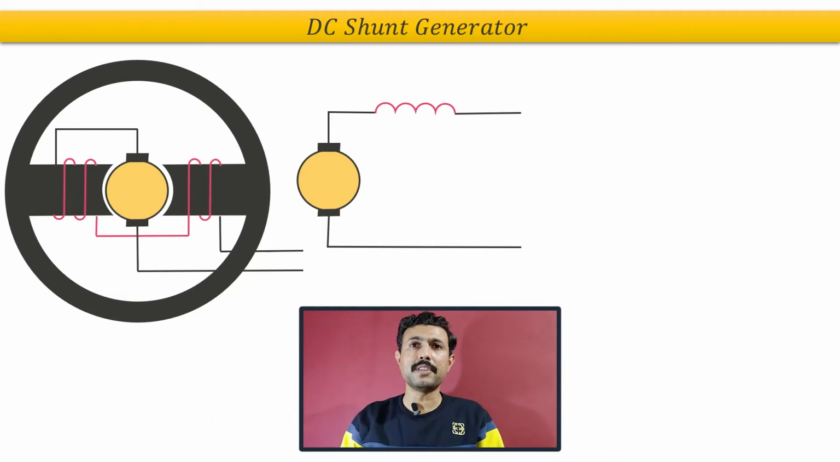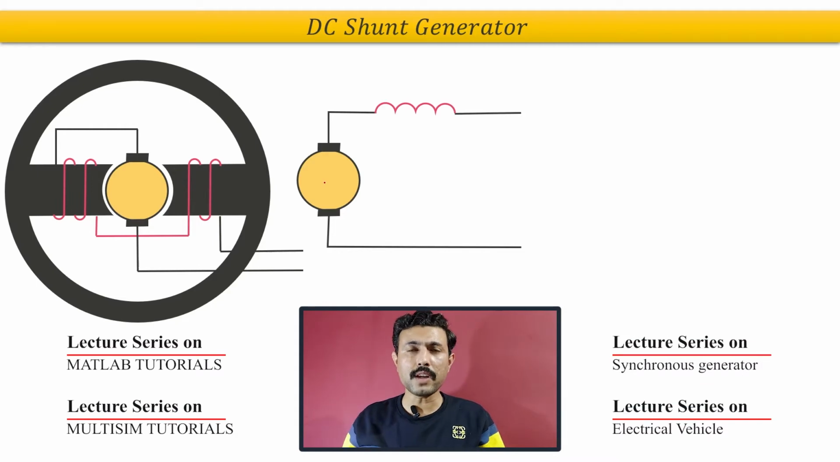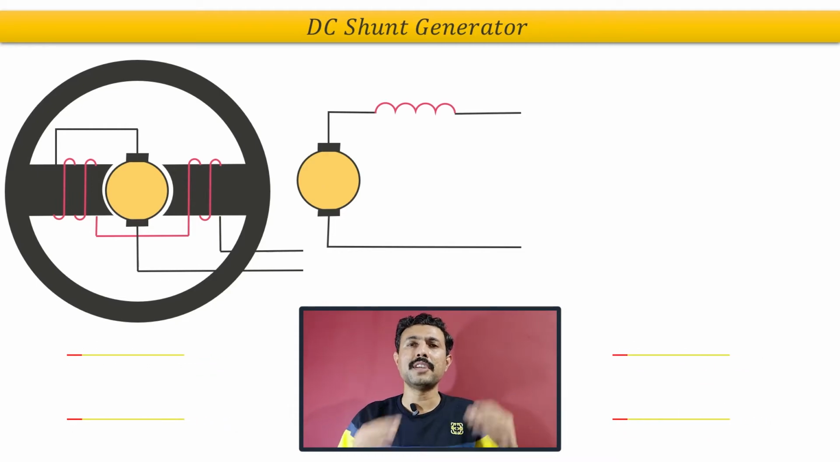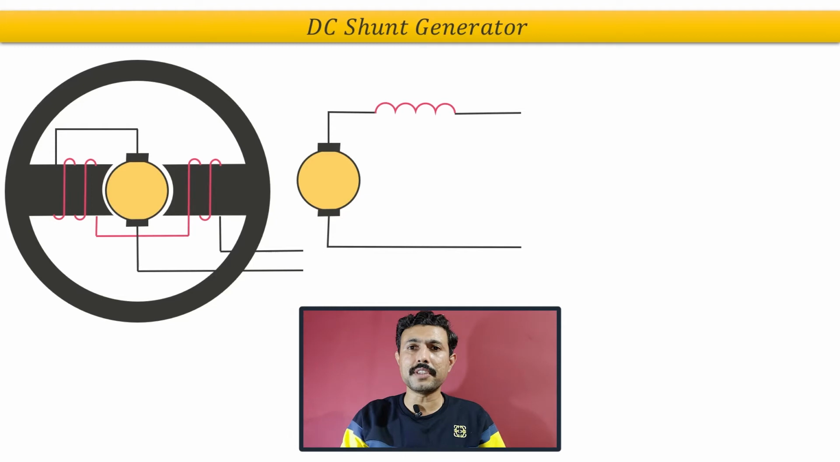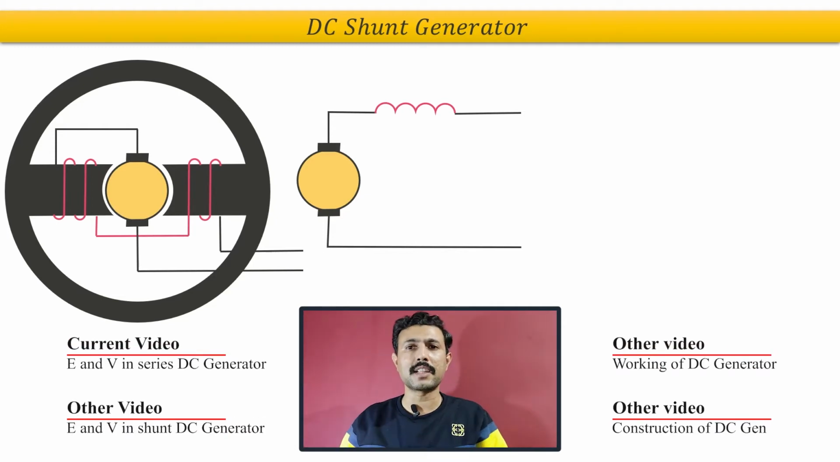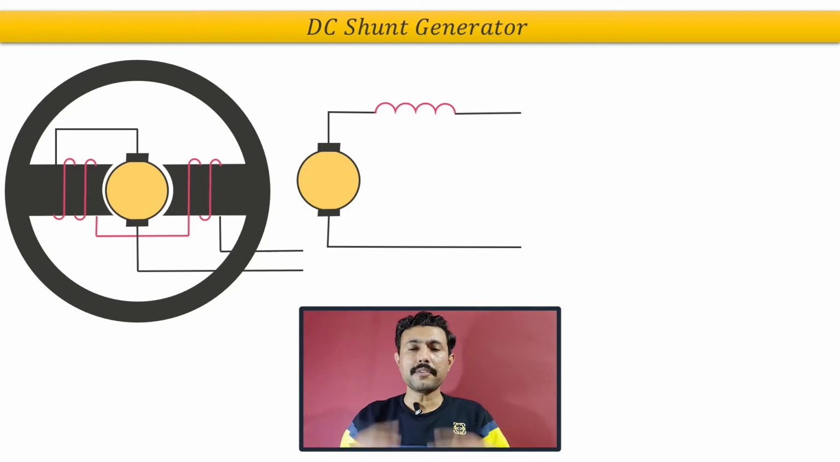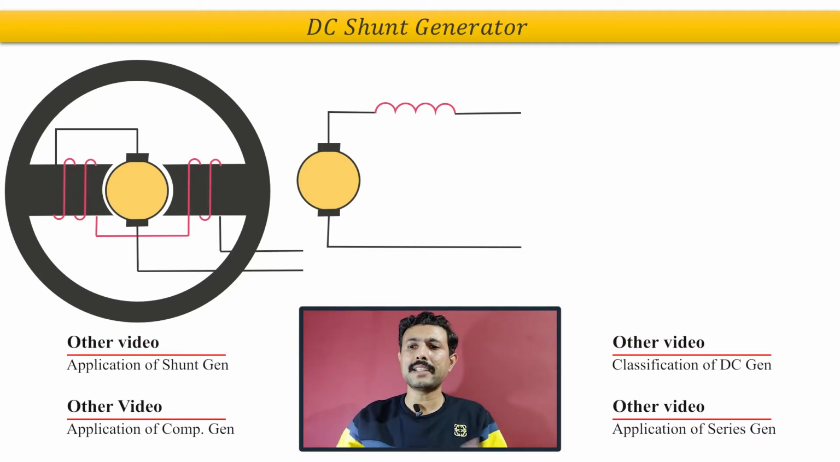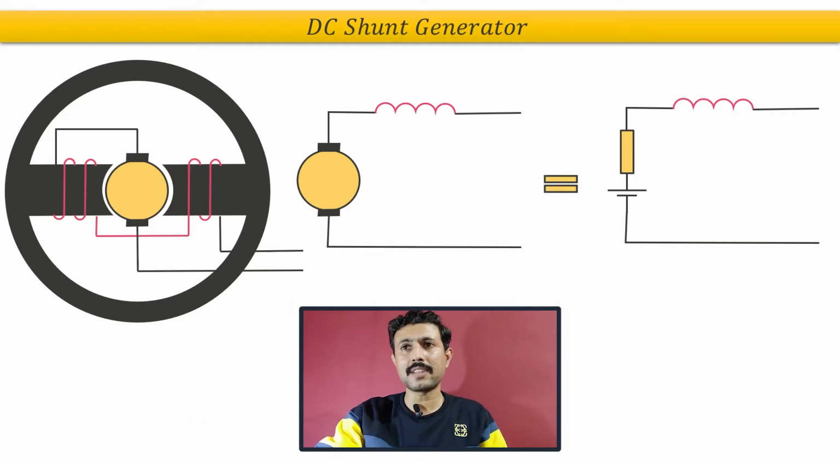Basically, the EMF is induced in this armature section. And what do we want? We want to establish the relation between the EMF induced in the armature and the terminal voltage we are getting on the terminals of this generator. For this purpose, we will get the equivalent circuit of this generator. The equivalent circuit looks like this.